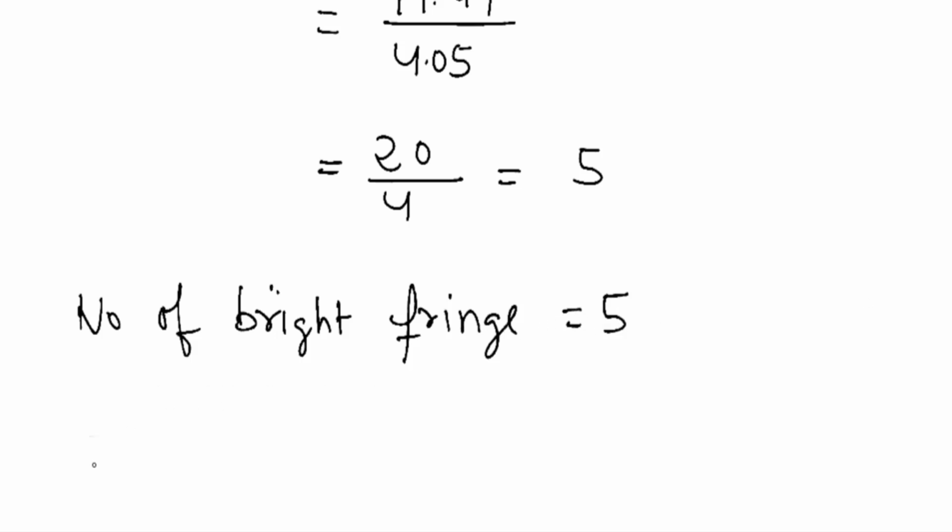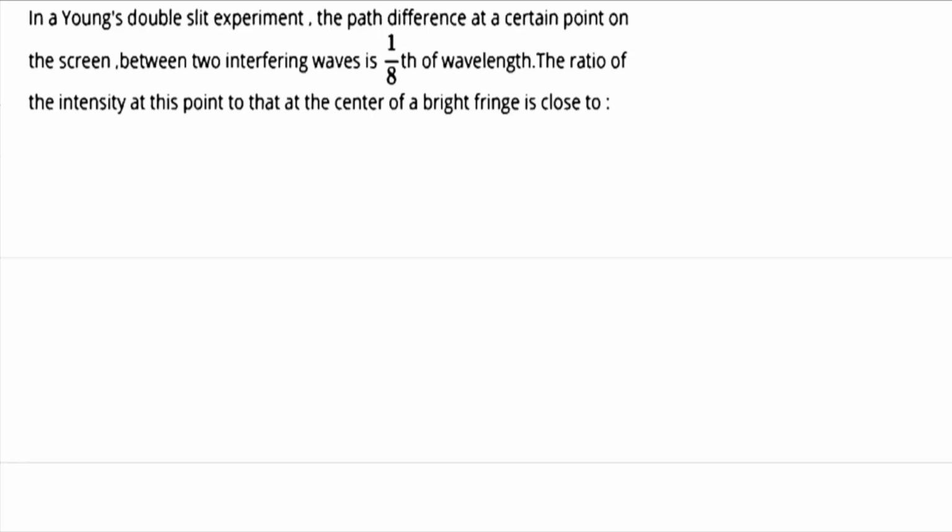Okay, thank you. Hello everyone, let's start the question. Question says that in Young's double slit experiment, the path difference at a certain point on the screen between two interfering waves is 1 by 8 of the wavelength. The ratio of the intensity at this point to that at the center of the bright fringe is close to?